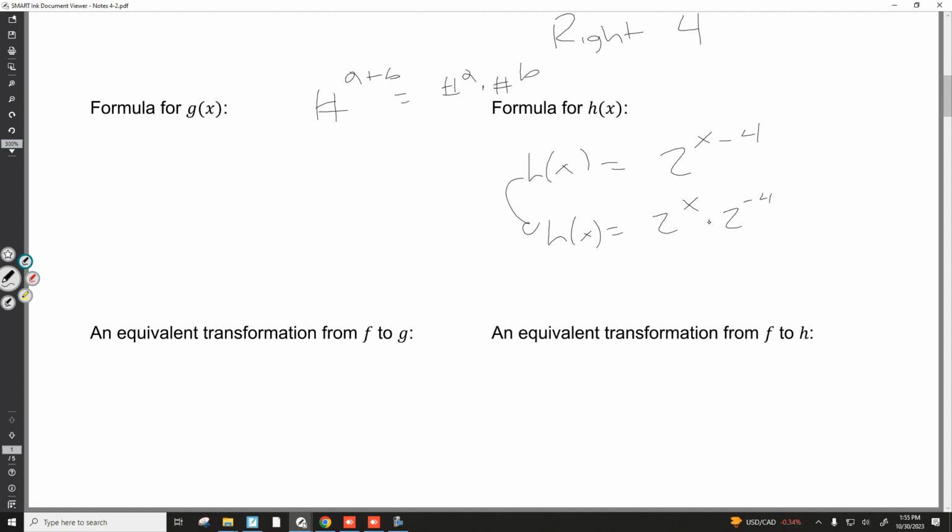Now, 2 to the negative 4, we know how to figure out what that is. It's the same as dividing by 2 4 times. It's the same as a half to the 4th. It's the same as 1/16. All of a sudden, we get 2 to the x times 1/16, or I'm probably going to rewrite it a little bit differently so that I have 1/16 times 2 to the x.